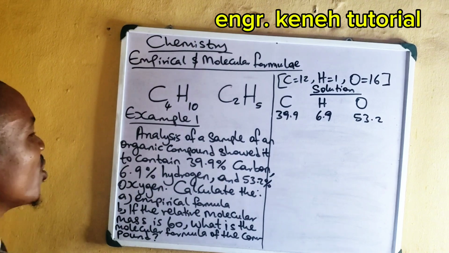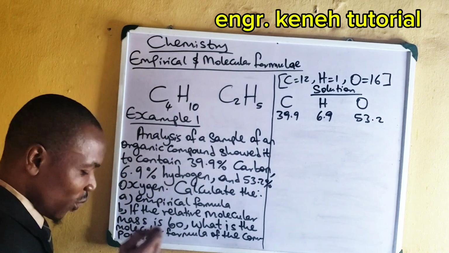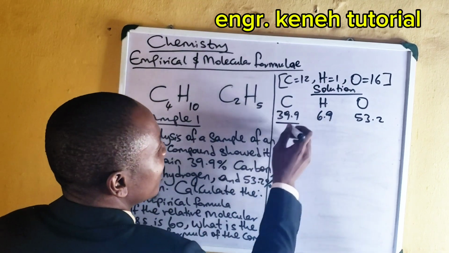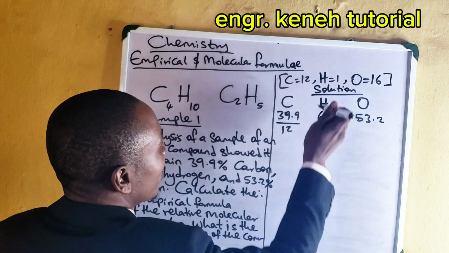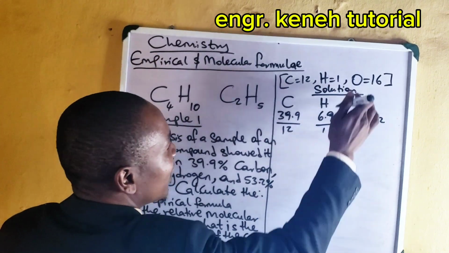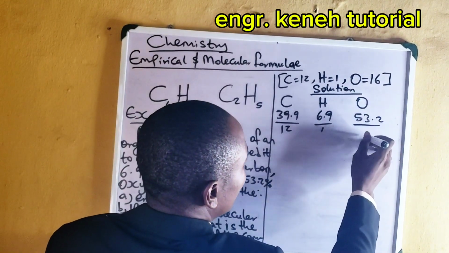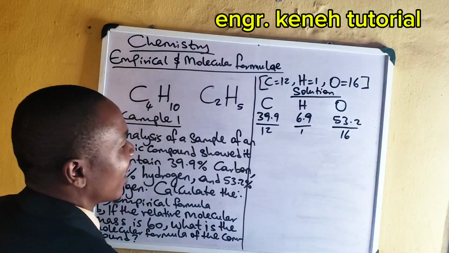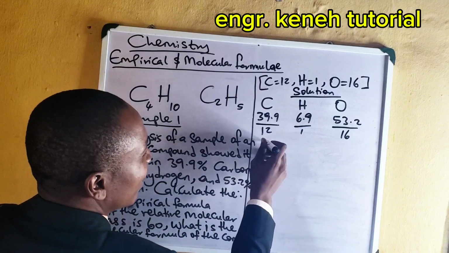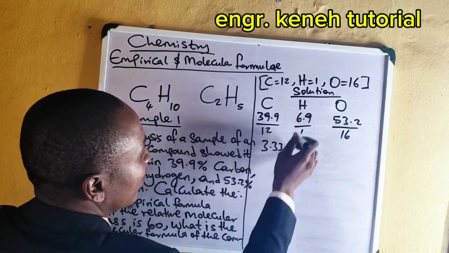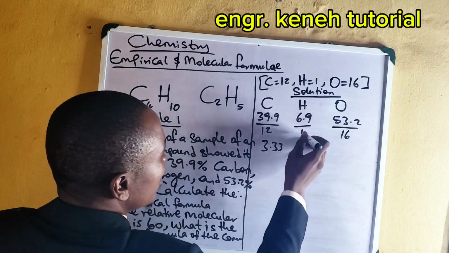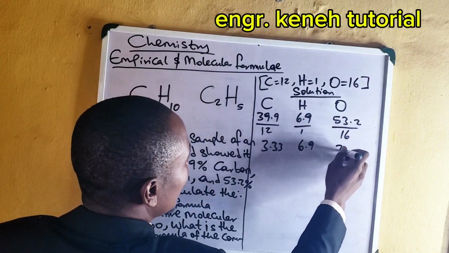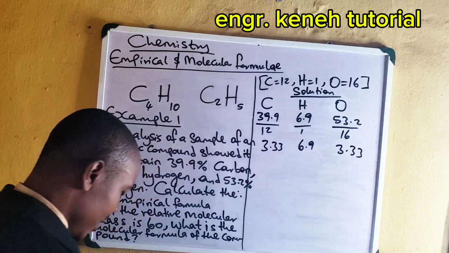So each of these percentages of abundance, you divide by the atomic mass of that atom. Like here, the atomic mass of carbon is 12. So I will divide this by 12. The atomic mass of hydrogen is 1. I will divide this by 1. The atomic mass of oxygen is 16. I will divide this by 16. When 12 divides 39.9, you have 3.33. When 1 divides 6.9, it will give us 6.9. When 16 divides this, it will give us 3.33. Can you see that? All right.